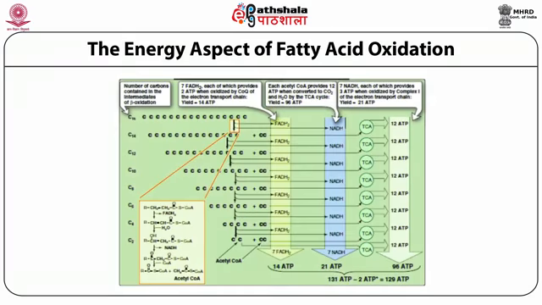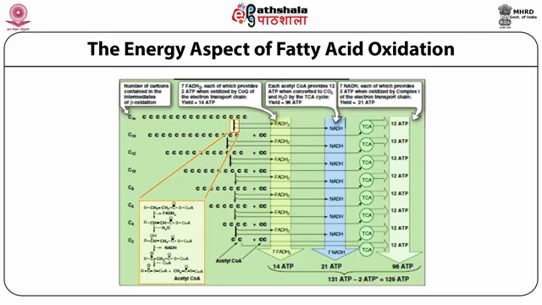The energy aspects of fatty acid oxidation. In this pictorial representation, we can see how, during fatty acid oxidation, the fatty acid is broken down into acetyl CoA through a spiral chain reaction, ultimately liberating the energy at each spiral completion.